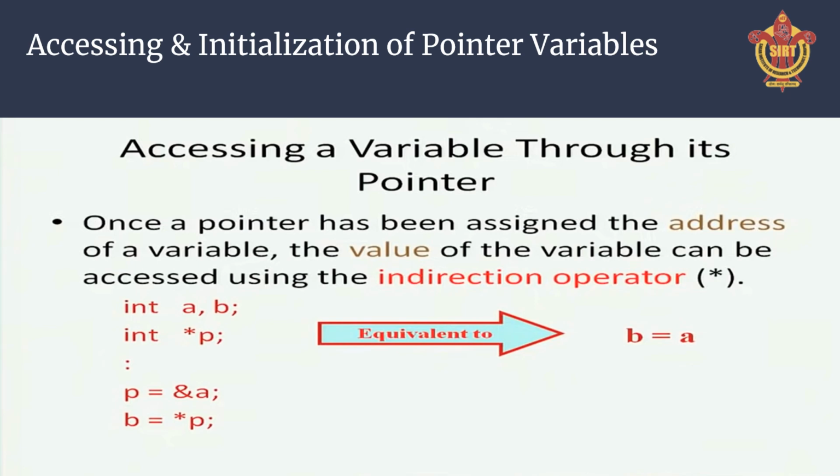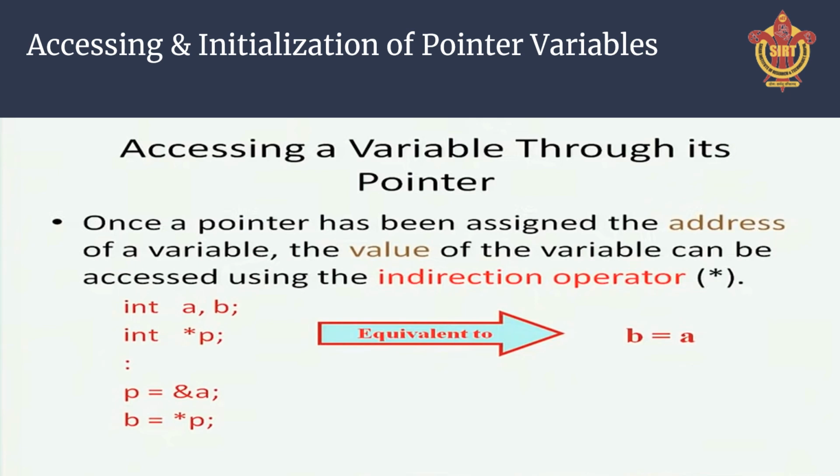What does it mean? We will understand this by the sample code. We have declared two integer variables here, a and b, and one pointer variable p of integer data type. In the first statement I am assigning the address of a to p, and if I want to copy this value of a to b, then what will I do? I will write it like this: b equal to asterisk p.